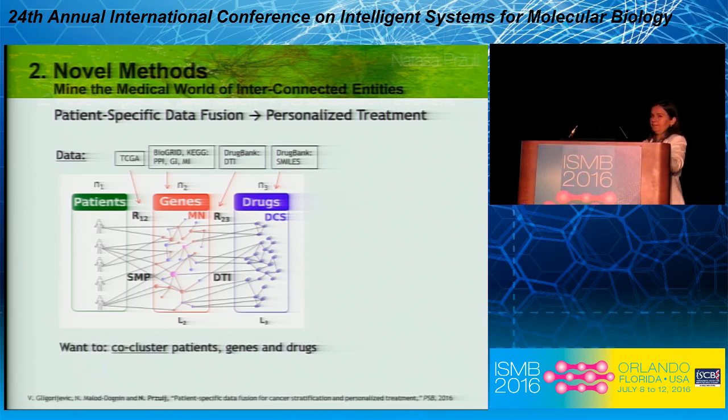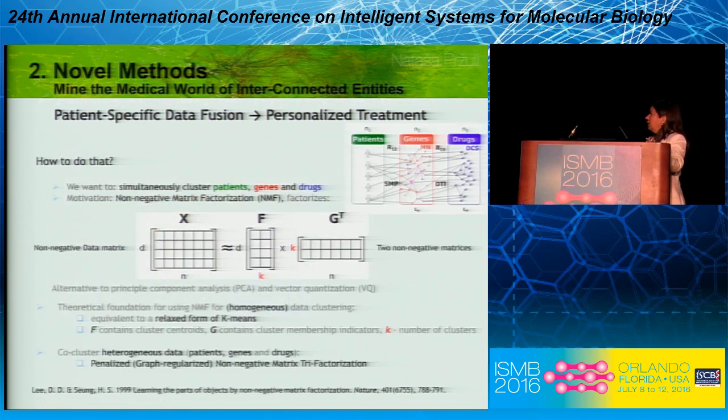How do we do that? We want to simultaneously cluster, or co-cluster, three types of objects: patients, genes, and drugs. And how do we do that? The motivation for our method comes from non-negative matrix factorization, which factorizes a homogeneous matrix, this is your data that is homogeneous of one type, into two matrix factors. This method is an alternative to principal component analysis and vector quantization.